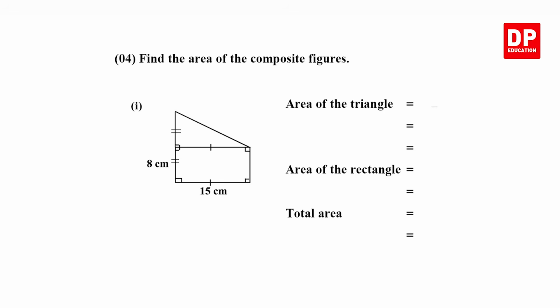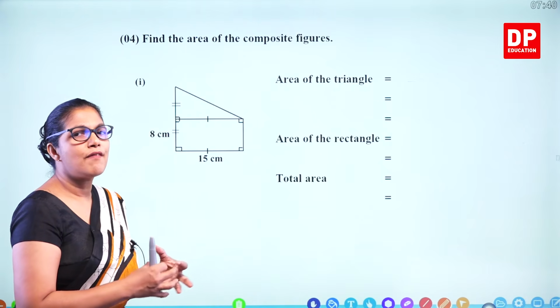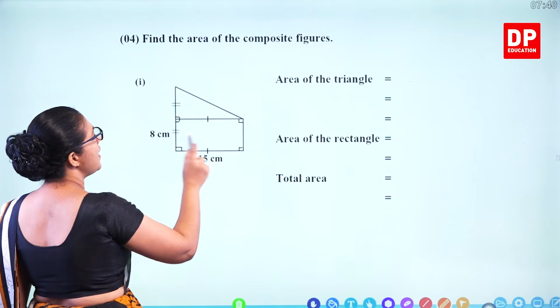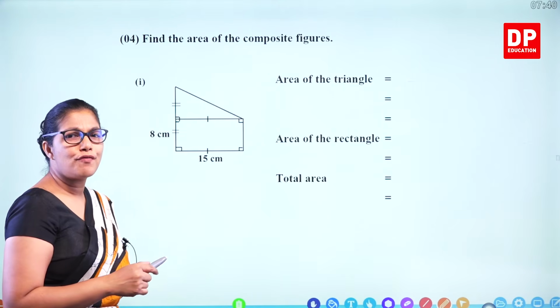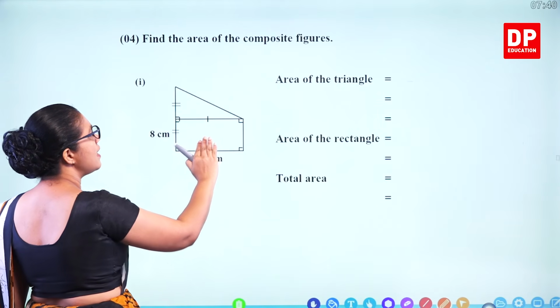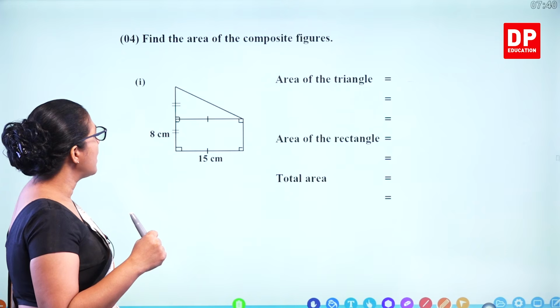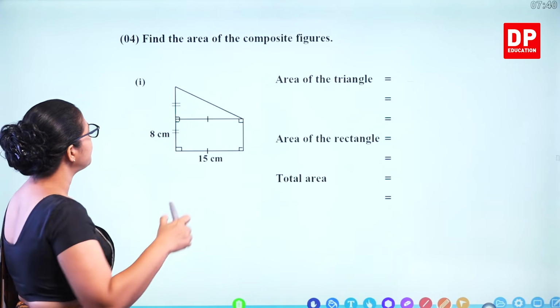Find the area of the composite figures. What are composite means? Combining several shapes together. So this is a triangle and a rectangle. So how you find out the area of the full thing? First we can find the area of the triangle and then rectangle and then add it to get the total area. So what's the area of the triangle?